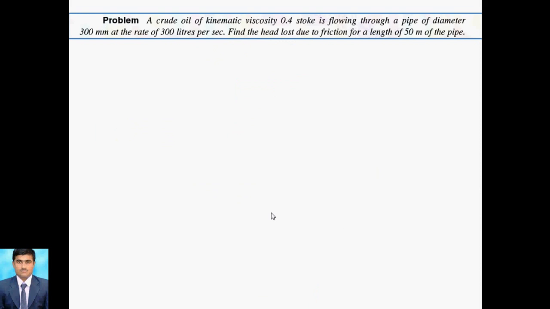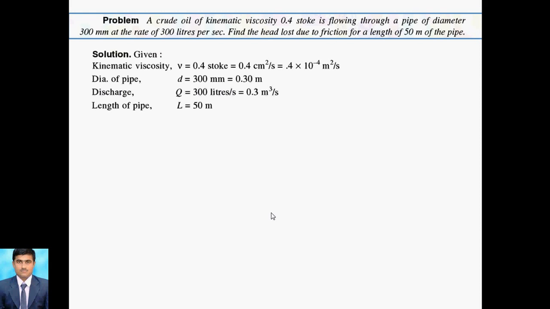Now we move to the next problem. Crude oil of kinematic viscosity 0.4 stokes is flowing through a pipe of diameter 300 mm, and the discharge Q is 300 liter per second. Find the head loss due to friction, hf, for a length of 50 meters. First of all we convert the viscosity to meter square per second. Given data: ν is 0.4 stokes, so I can convert this to 0.4 × 10⁻⁴ meter square per second.